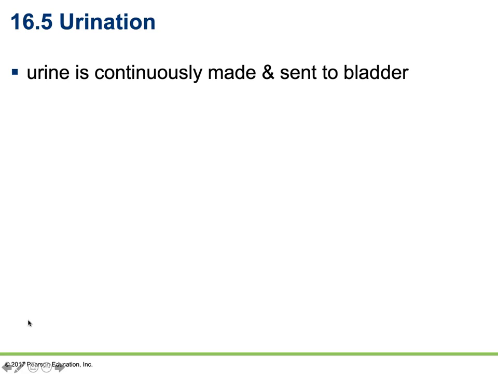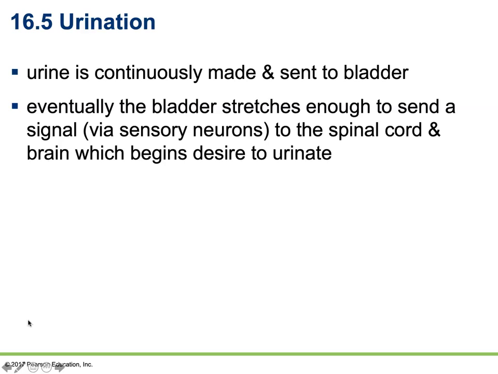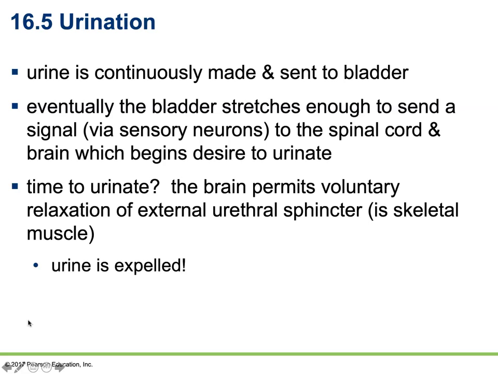As stated, urine is continuously produced and going to be sent to the bladder. Eventually, the bladder is going to stretch enough to send a signal via sensory neurons to the spinal cord and the brain, which begins the desire to urinate. Once it's time to urinate, the brain permits voluntary relaxation of the external urethral sphincter, which is a skeletal muscle, and the urine is going to be expelled.